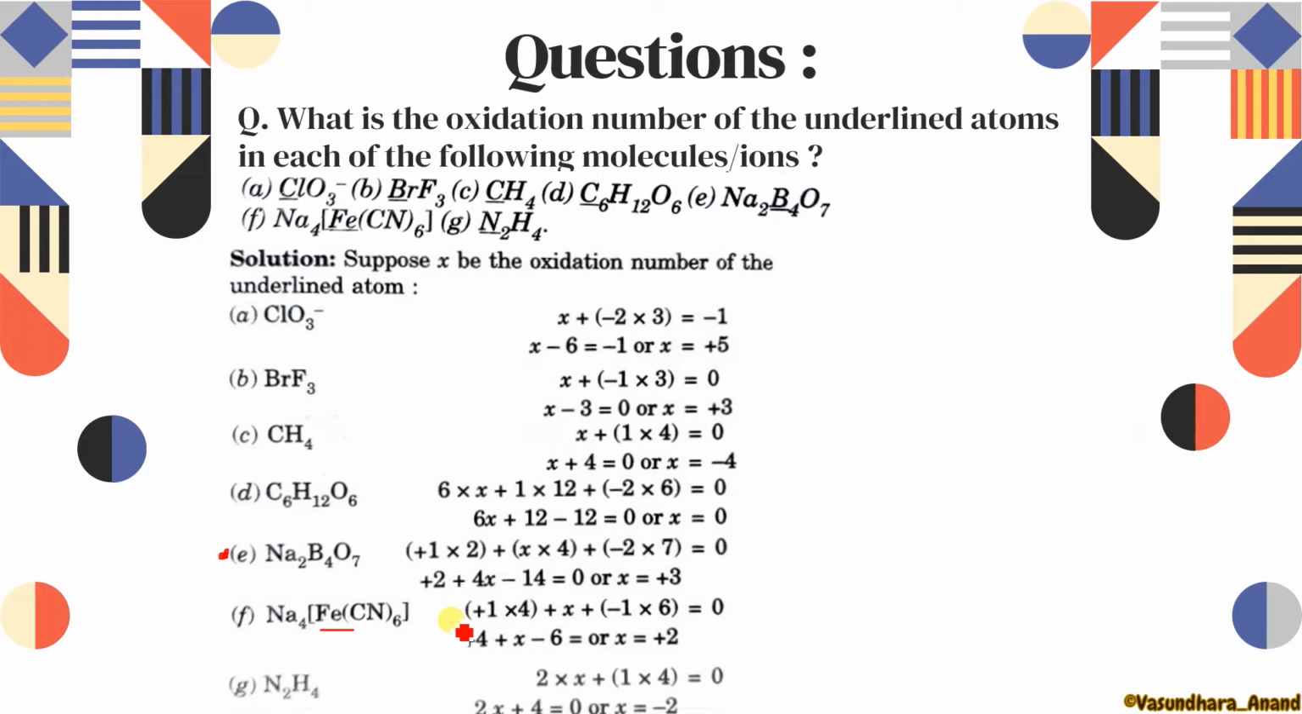Now next was N2H4. We have to find nitrogen: 2 nitrogen, so 2X, and each hydrogen is +1, so 4 hydrogen is +4. So 2X is equal to -4, and X is equal to -2. So this is the nitrogen.